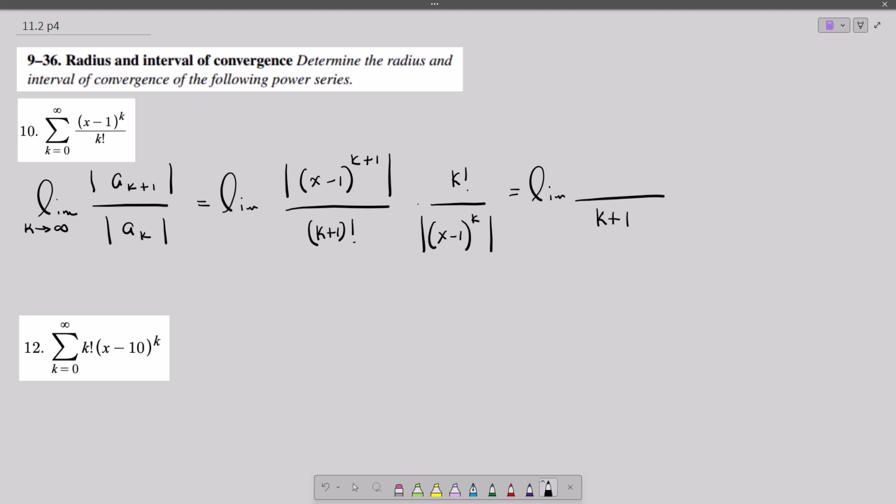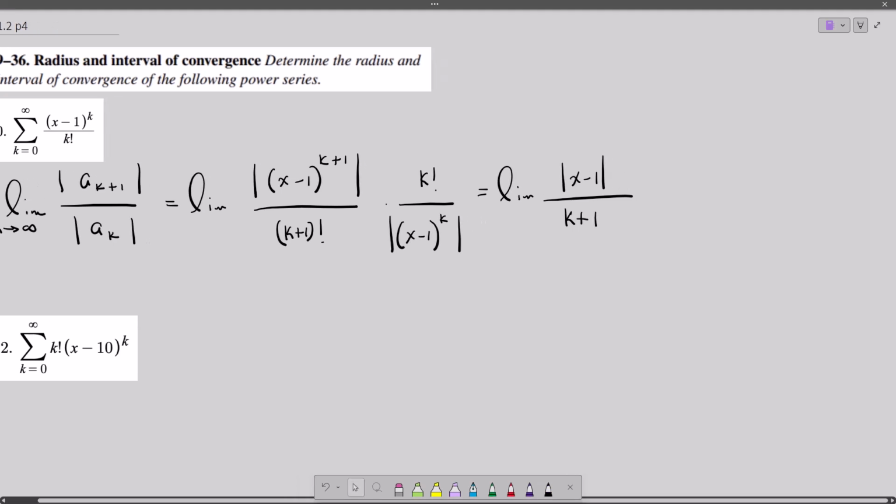And now when we look at that factor of x minus 1, we have k factors of x minus 1 down below. We have k plus 1 factors of x minus 1 up above. There's one extra one up top, so all of them cancel except for one that's in the numerator. And we must keep the absolute value bars because x minus 1 could be negative. All right, so then we're there.